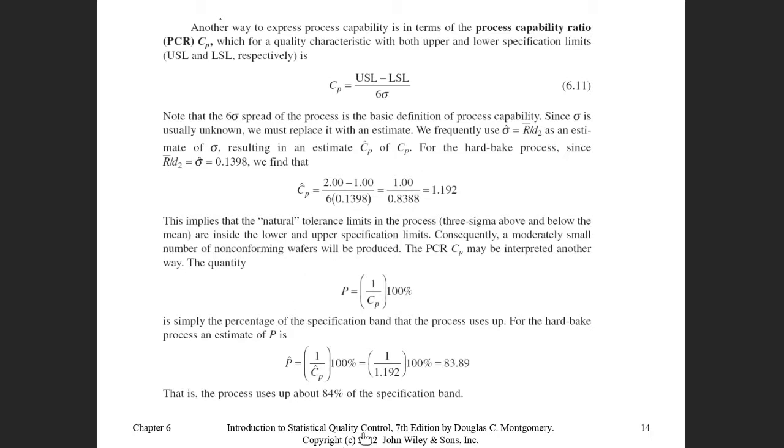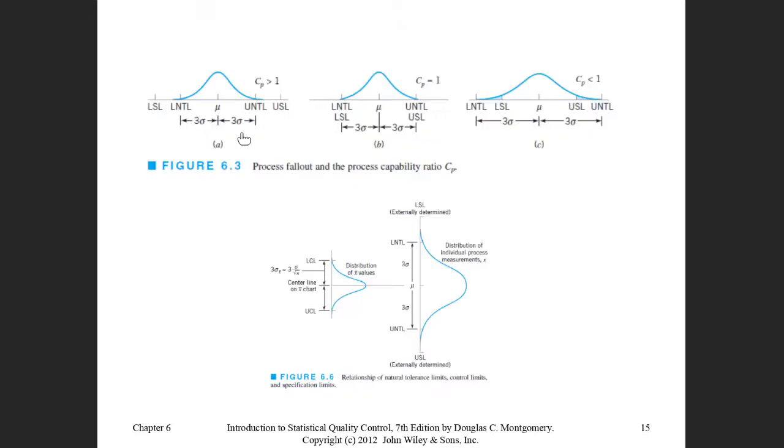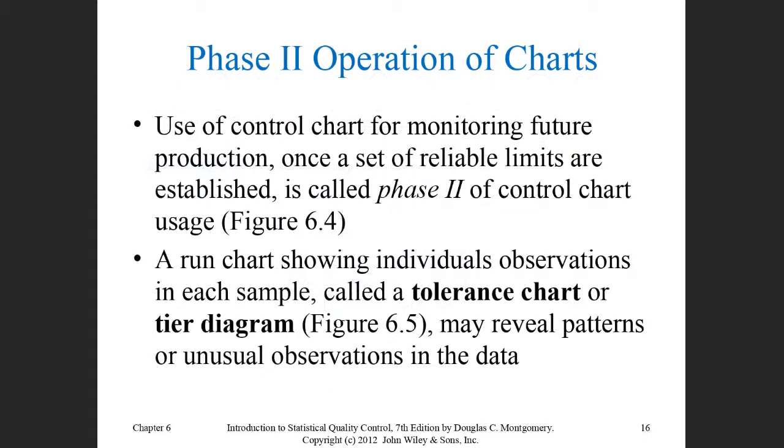To get it further, to see what percentage of the specification you will use, you can calculate it from the formula: the percentage equals 1 divided by the CP that we just found, times 100. When you get the value of around 84%, that means the process will use up 84% of the specification band, which is the area of the specification. So it will use 84% of the specification area. That was for the process capability.